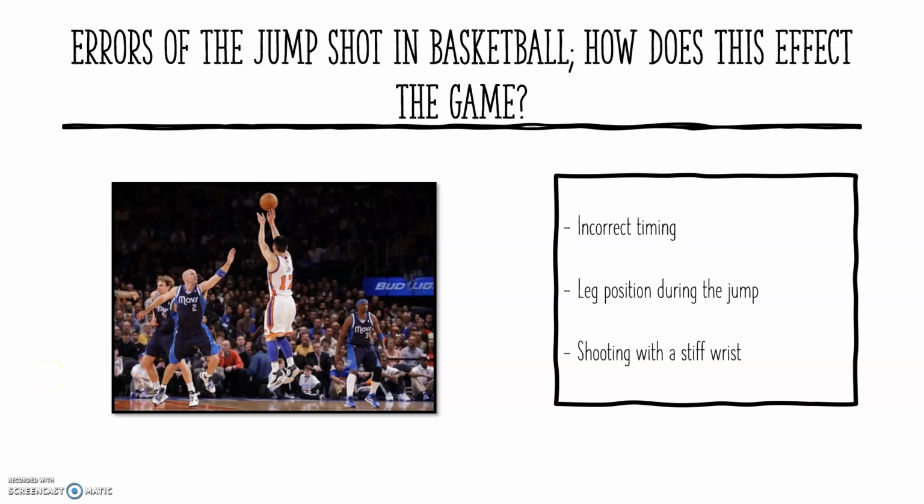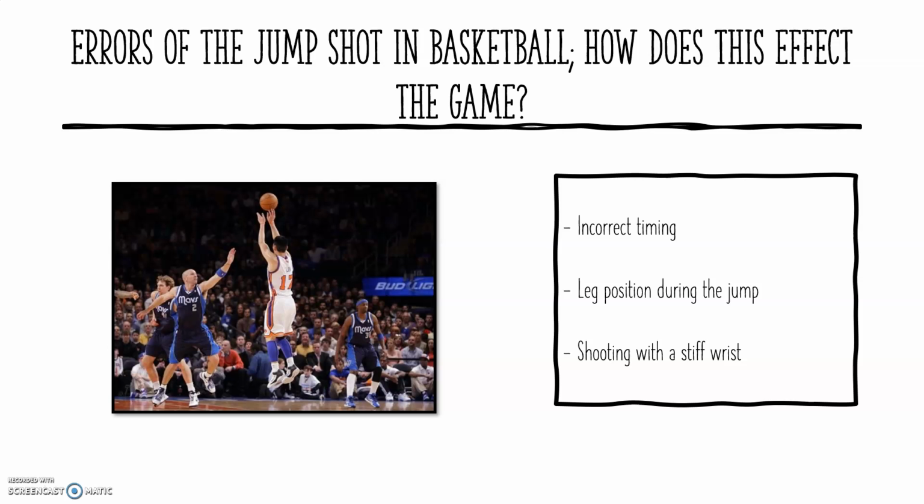Common errors of the jump shot in basketball. The first error that may be made in the jump shot is having incorrect timing. Incorrect timing is one of the most common errors when first learning the jump shot because it can be difficult to match the coordination of the jump with the throwing action.